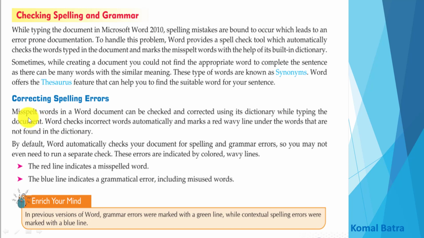When you type something in MS Word and by mistake the spelling of a word is not correct, a red wavy line comes under that word. And if there is a grammatical mistake, then a green line will come. But nowadays, in 2010, a blue line indicates a grammatical error including misused words. Look, it says in previous versions of Word, grammar errors were marked by a green line, while contextual spelling errors were marked with a blue line.